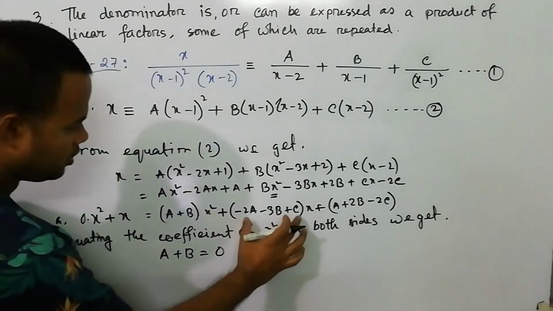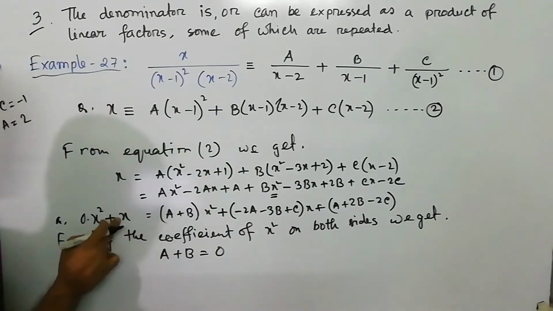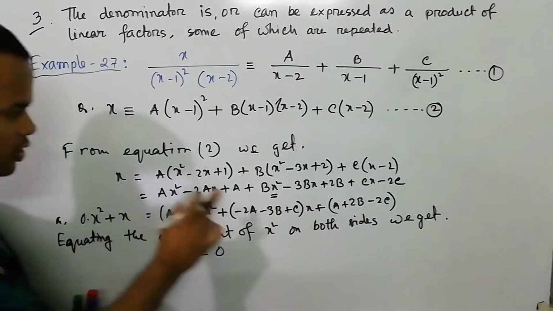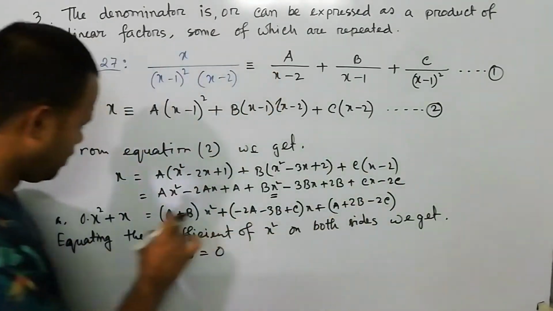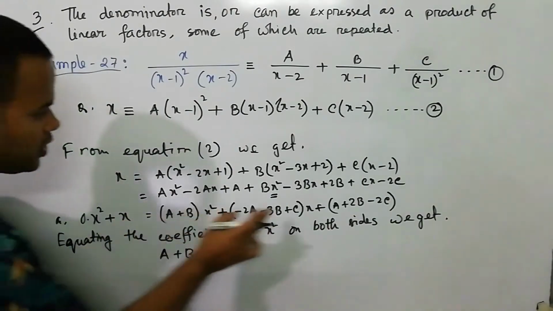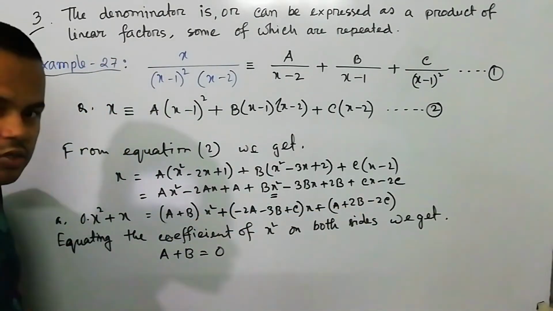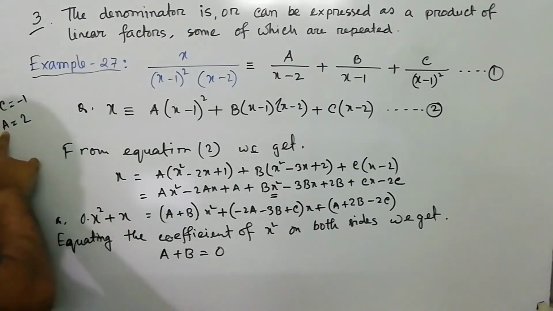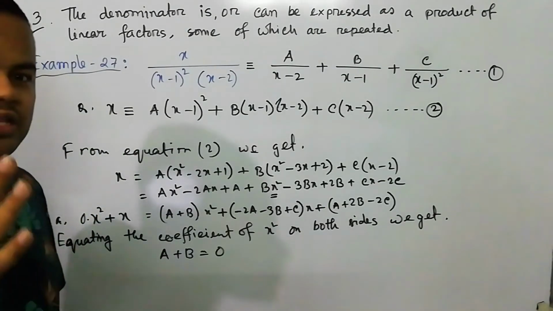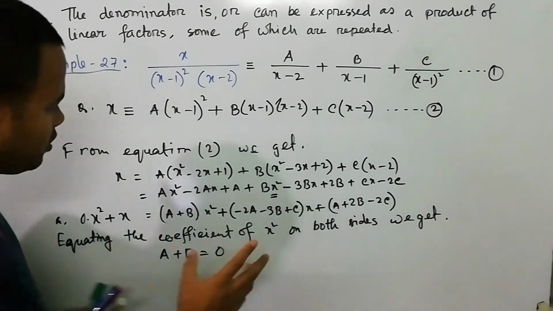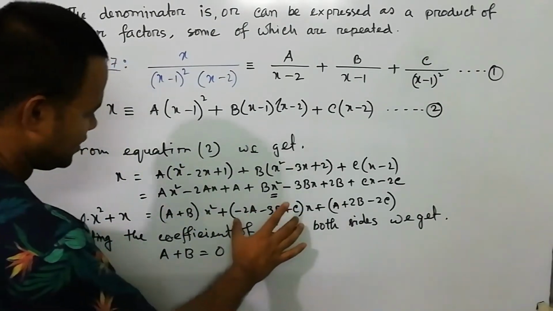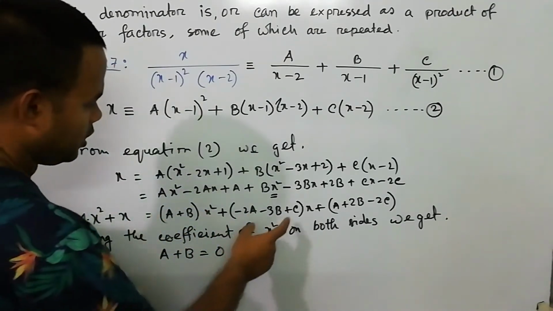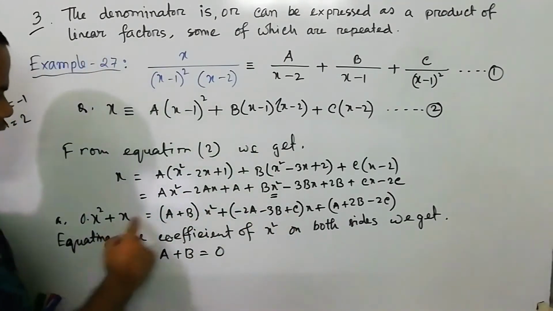Okay, and here the coefficient of x is 1, so we can write this one equals to 1. And here we have a constant term, and on the other side we have no constant term, that means we can write this is equals to 0. But we already have the value of b, a and c, and we need only the value of b, so we don't need to write these equations. We don't need to equate the coefficient of x and the constant term.